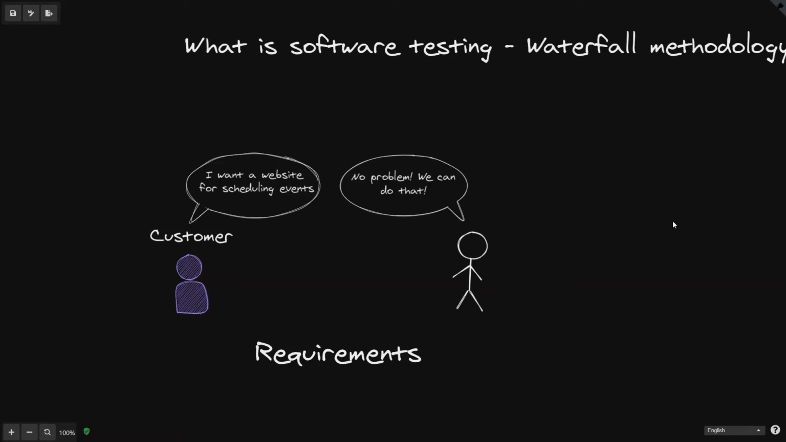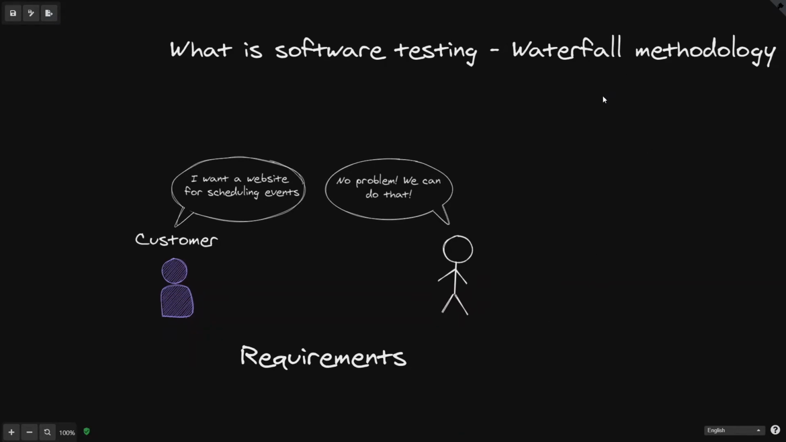And basically, that kind of conversation where you're gathering the requirements from the customer is called the requirements phase in the waterfall methodology. And then the customer says, "Okay, I want a search bar where I can search for events. I want an option for adding events. I also want an option for canceling events. And I also want the users to be able to add comments to the events." So that is done in the requirements phase.